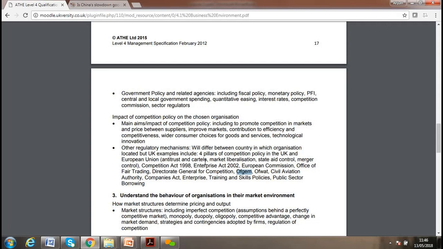So, the four pillars of the competition policies in the UK and European Union. First, cartels are illegal. In some countries, companies come together and fix the price. That is called a cartel. Cartels are illegal under the Competition Commission. They agree: you charge the same price, I'll charge the same price; you operate in this area, I'll operate in another area. That's called a cartel, so a cartel is illegal.